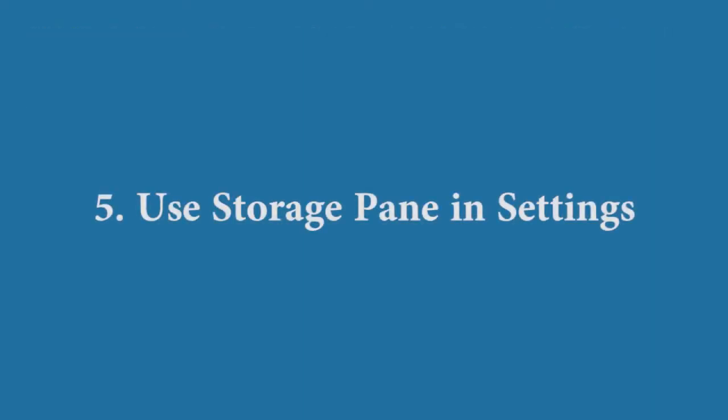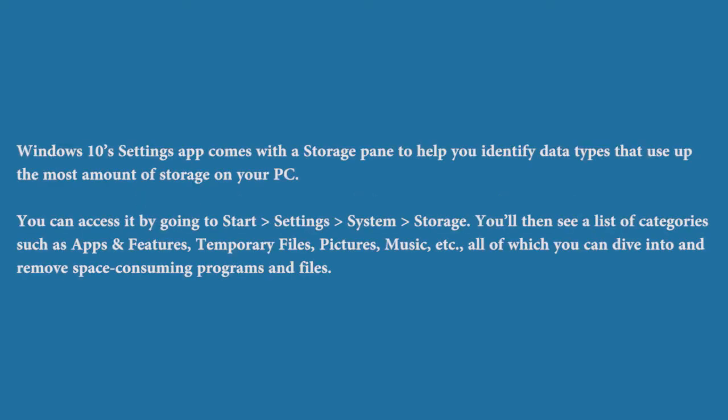5. Use Storage pane in Settings. Windows 10's Settings app comes with a storage pane to help you identify data types that use up the most amount of storage on your PC. You can access it by going to Start, Settings, System, Storage. You'll then see a list of categories such as apps and features, temporary files, pictures, music, etc., all of which you can dive into and remove space-consuming programs and files.